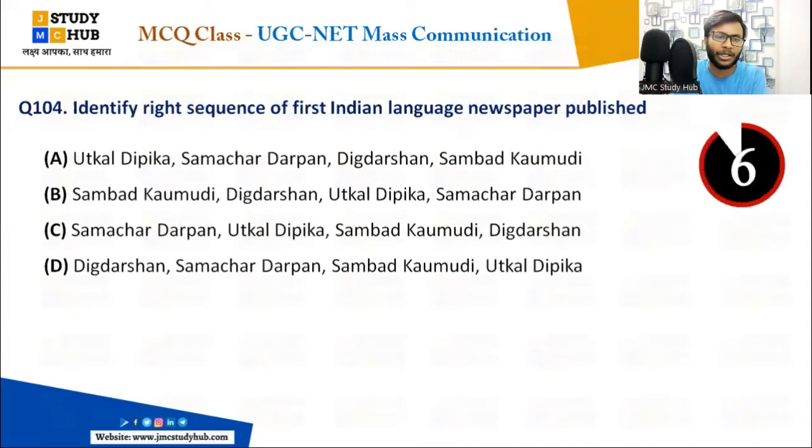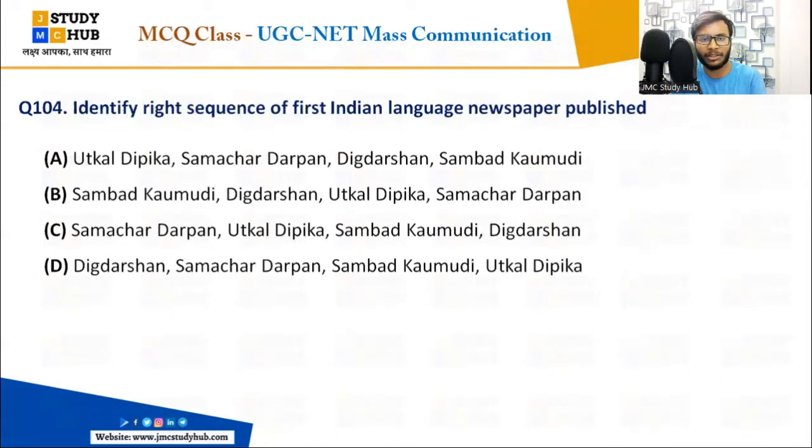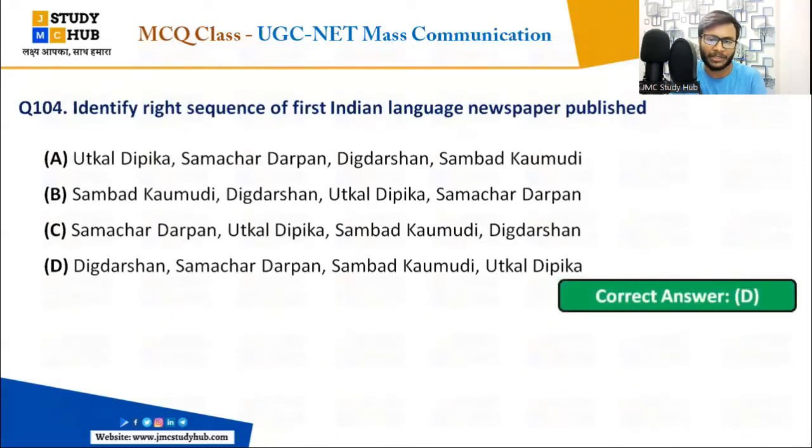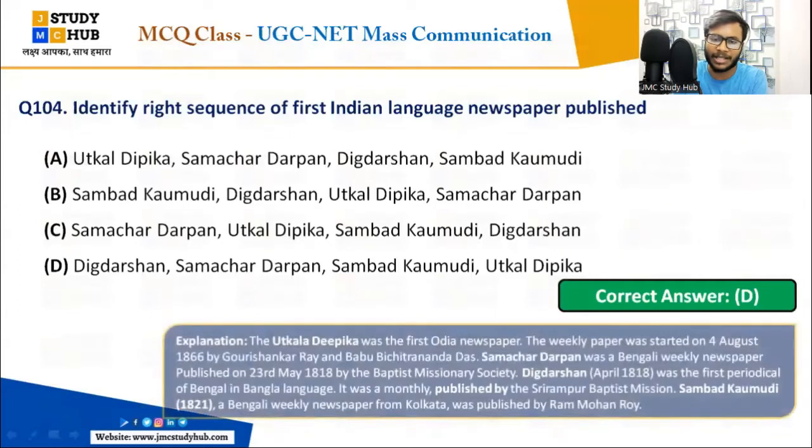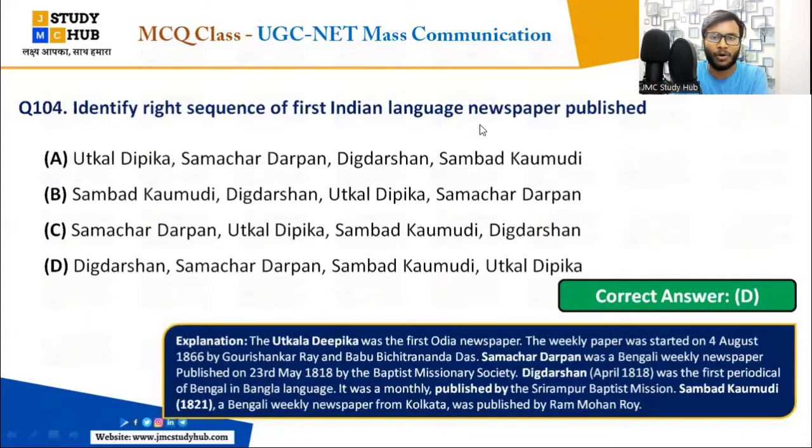It means you have to know about the language newspapers. It is a very important topic for understanding the language newspapers. So the right answer is D. D is the right answer. You can see the explanation, where all the language newspapers are written about.